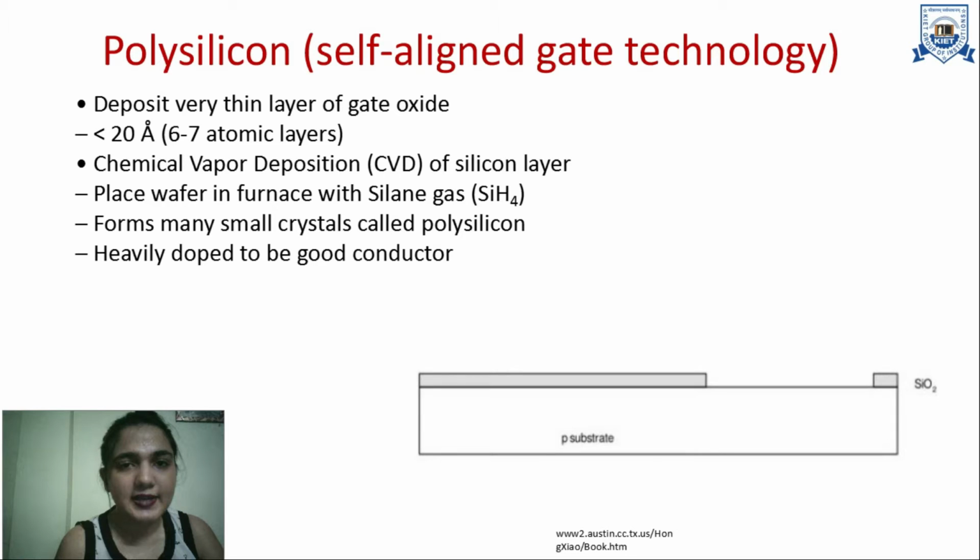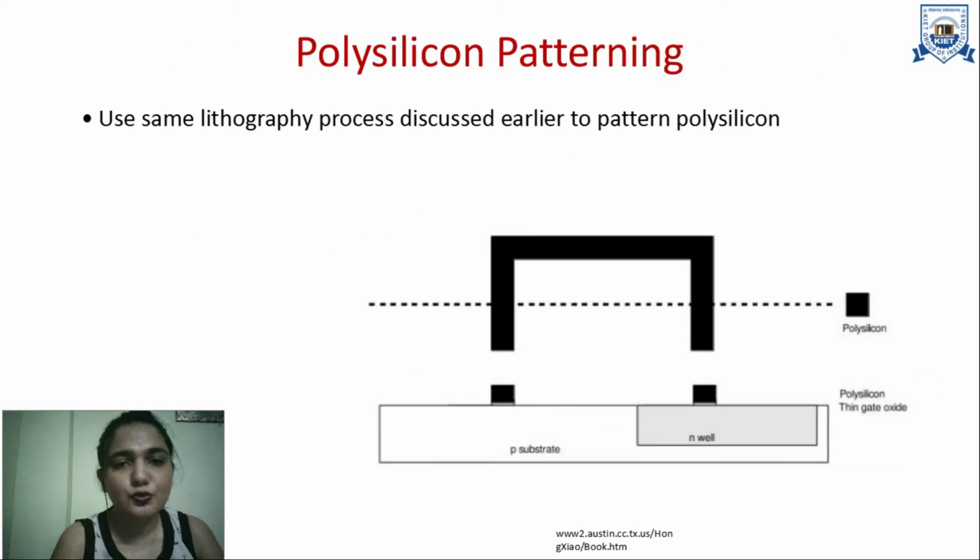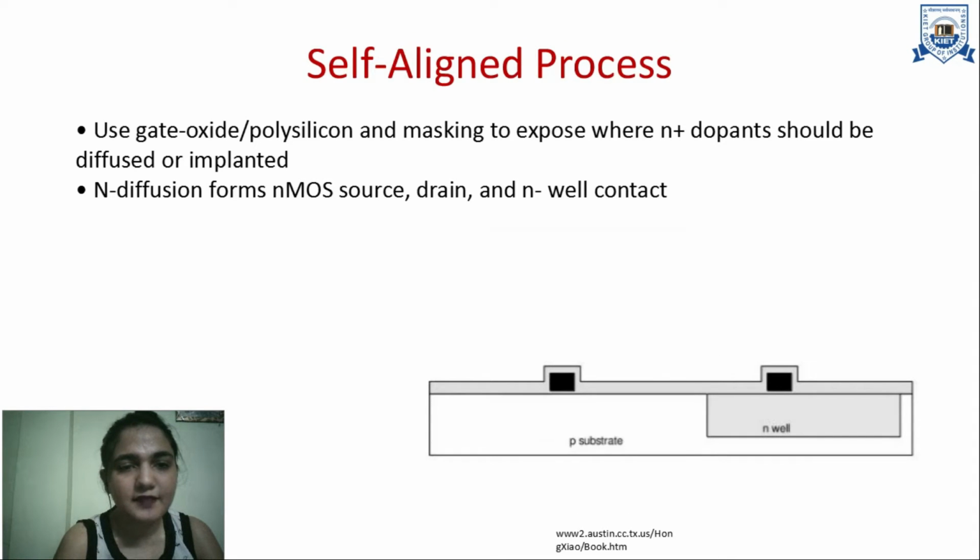Here you can see how we will be doing the polysilicon patterning. We will be using the same lithography process which we already discussed in the previous video to pattern the polysilicon. Then we have the self-aligned process. We will be using the gate oxide and the polysilicon, and we will be masking to expose where we have to dope with N plus ions. We will be doing the doping with the help of the diffusion or ion implantation process.